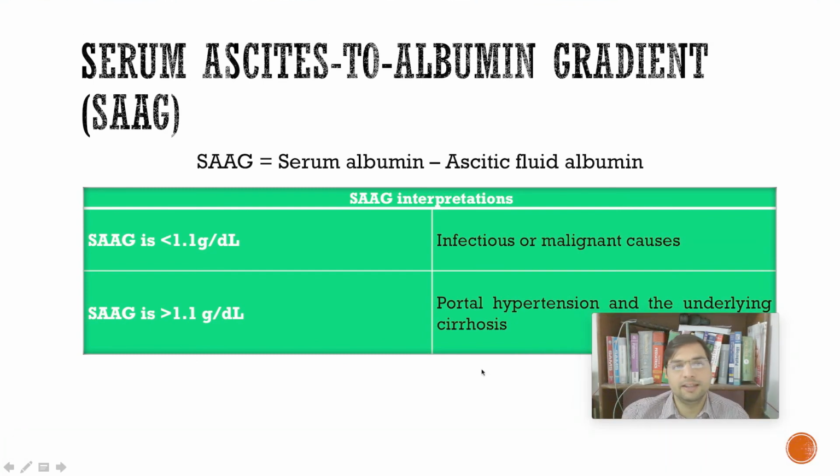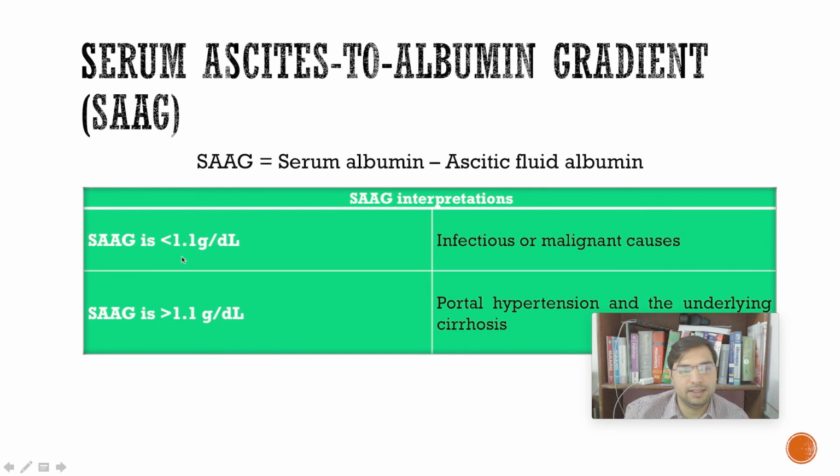Now we define the ascitic fluid by the serum ascites albumin gradient, SAAG. This serum ascites albumin gradient is measured by subtracting the ascitic fluid albumin level from the serum albumin level. So we send the ascitic fluid for albumin levels, and we send the blood serum for albumin levels, and we subtract both. Suppose the blood serum level is 4 and the ascitic fluid level is 3, so 4 minus 3 is 1, right? So we find the SAAG level by subtracting both albumin levels.